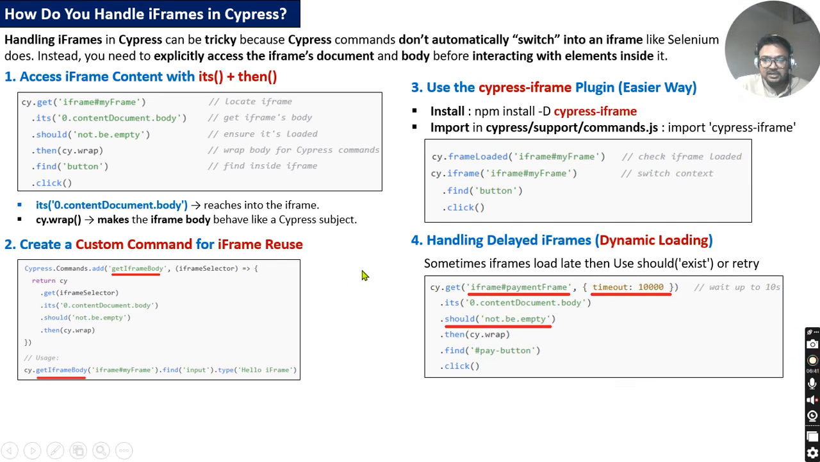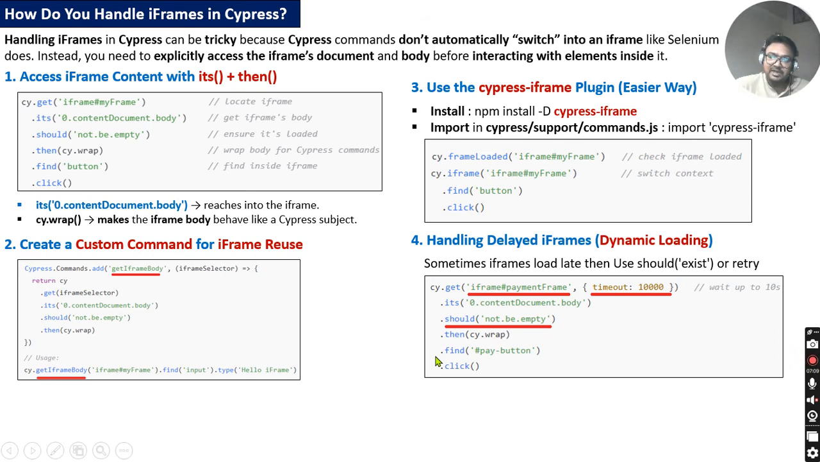Okay guys, then handling delay in an iframe, how can you handle the delay? You can use timeout 10000, which is 10,000 milliseconds, which will wait for 10 seconds. Then it should not be empty. You should add this timeout if the element exists, and if it does not exist, it will give the timeout error. Otherwise it will wait for 10 seconds and then load the information.